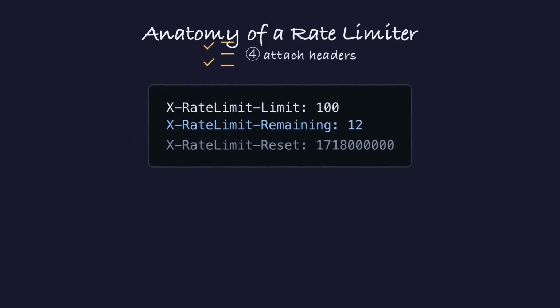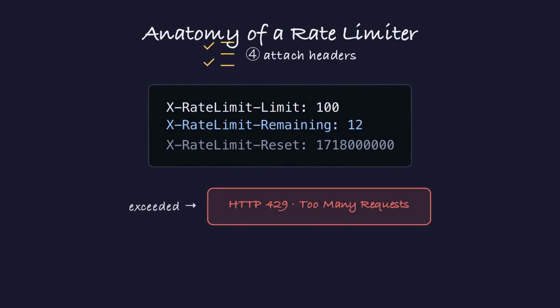Step 4. Attach headers, the limit, how much is left and when it resets, so the client can back off. And when the limit is exceeded, the client gets HTTP 429, too many requests. That 429 is the universal slow-down signal of the internet.